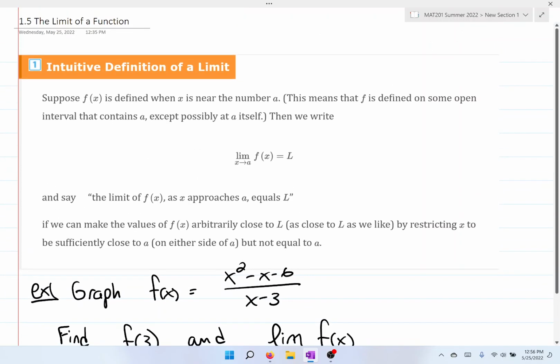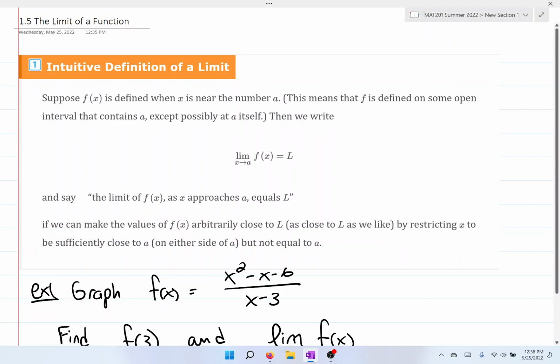All right, so in section 1.5, we're going to be talking about the limit of a function. So the first way that we approach this is we use an intuitive approach to understanding what limits actually do for us. Suppose f of x is defined when x is near a number a. Then we write the limit as x approaches a of f of x equals L if we make the values of f of x arbitrarily close to L by restricting x to be sufficiently close to a, but not equal to a. Then we can say a limit exists.